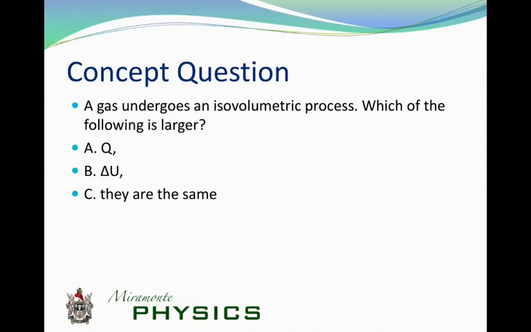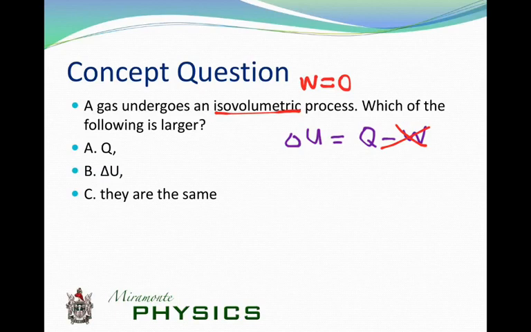Okay, so let's think about what's going on. We have delta U is equal to Q minus W. When you have an isovolumetric process, then we say that work is equal to 0 because there's no P delta V, because delta V doesn't change. So we say the work is 0, and if the work is 0, that term goes away, and you get just delta U equals Q, which means that they are the same.